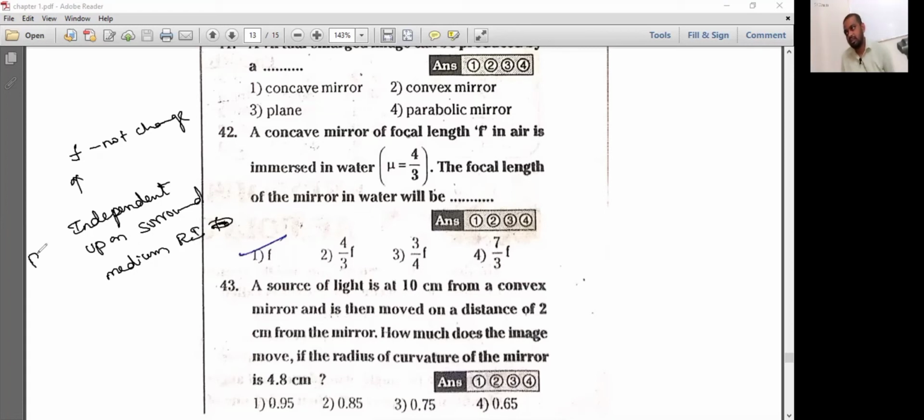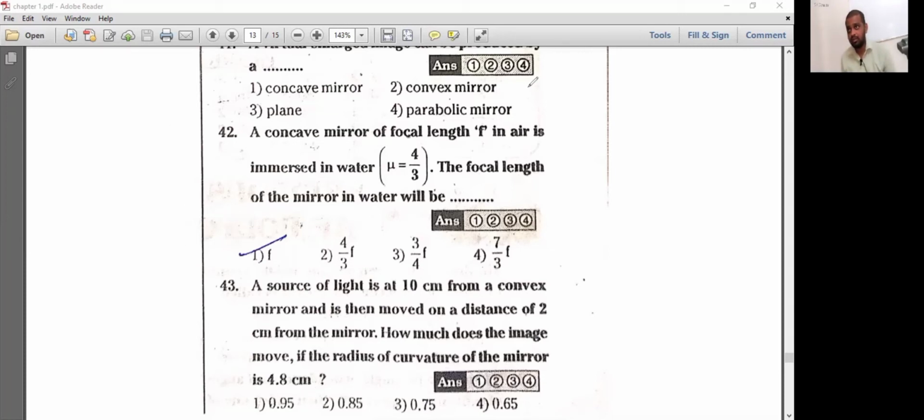See, look at here. We are dealing with mirrors, not with lens. Mirror focal length is independent of the surrounding medium's refractive index. Clear? But lens will depend. I will tell you a small activity to do this.